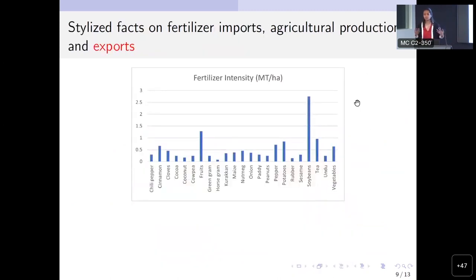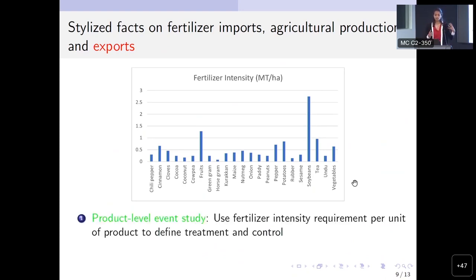What happens to agricultural exports? Now, to understand what happens to agricultural exports, we're going to be using the fact that different types of crops require different types of fertilizers per unit. For example, soybeans require the most metric tons of fertilizer per hectare compared to most other crops, like onions.